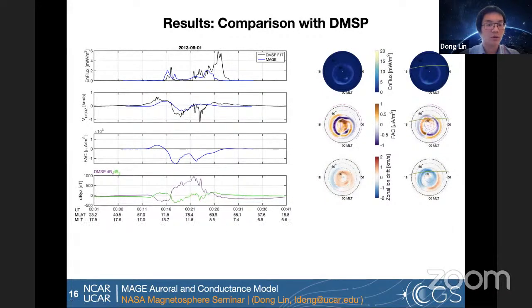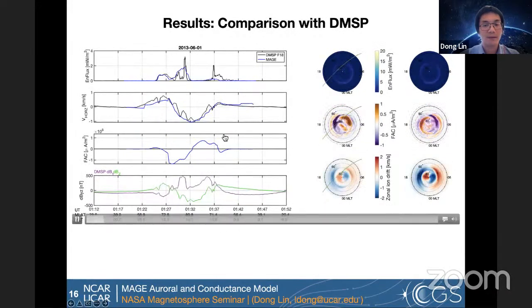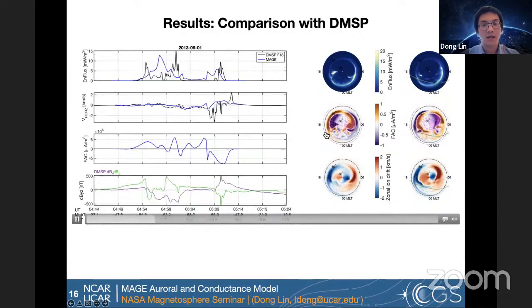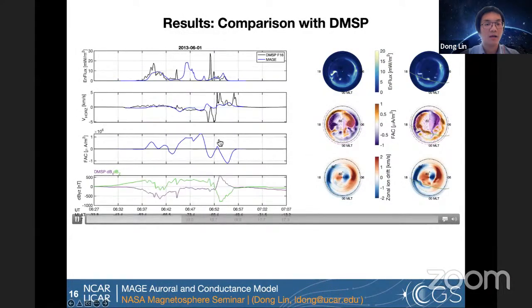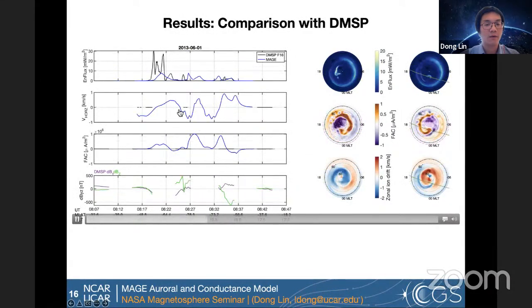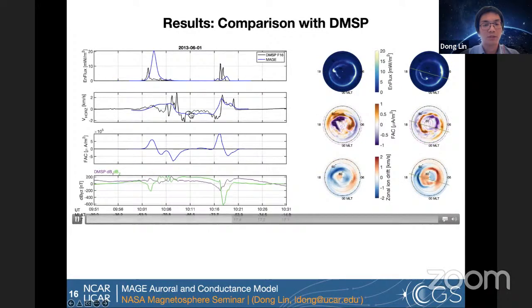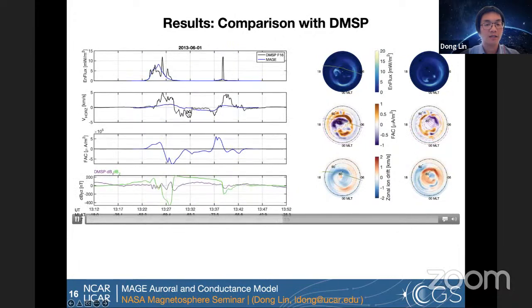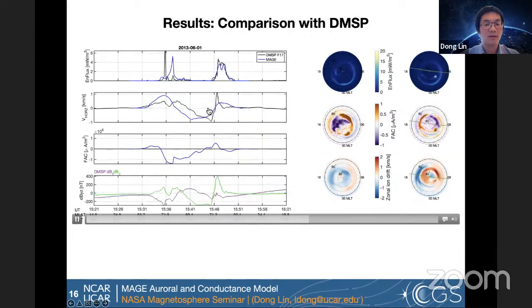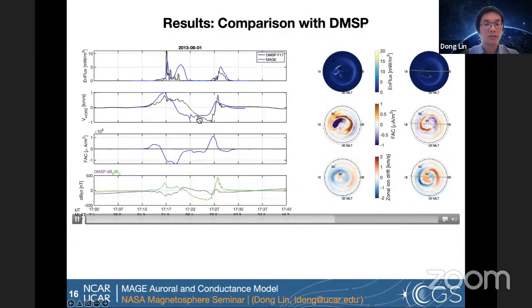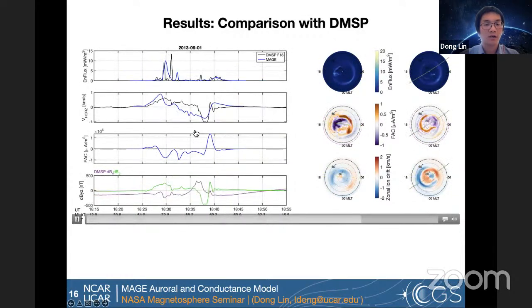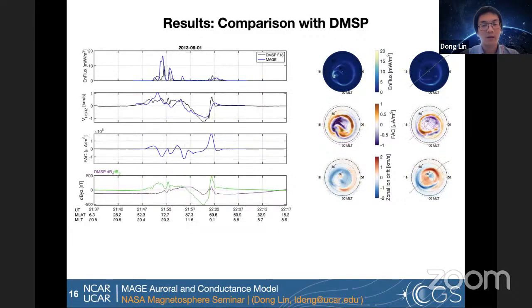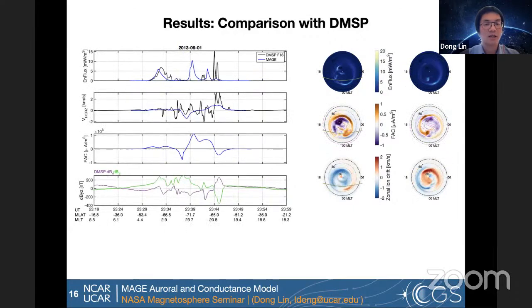We don't want to only show good results. So this is a summary of all the orbits from 3 DMSP satellites during this one day. You can see overall it's reasonably close to each other, although some small scale structures from DMSP data are not captured in the model. But this is understandable because currently we only consider the monodiffuse and the broadband precipitation. However, the DMSP measurements actually contain everything.